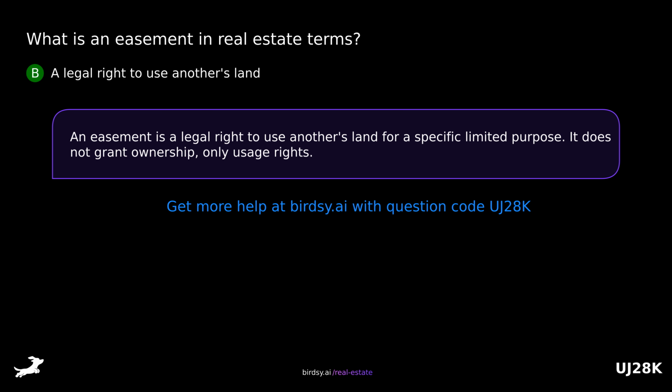An easement is a legal right to use another's land for a specific, limited purpose. It does not grant ownership, only usage rights.